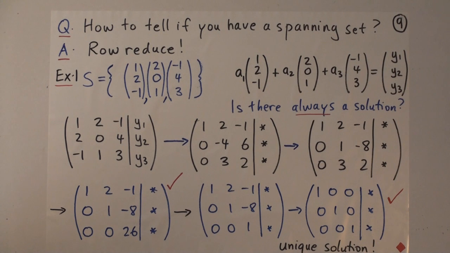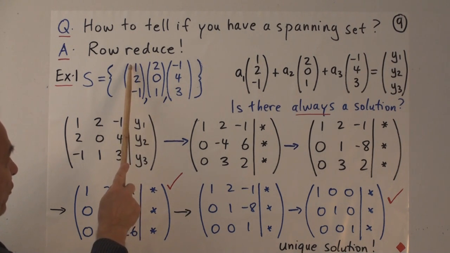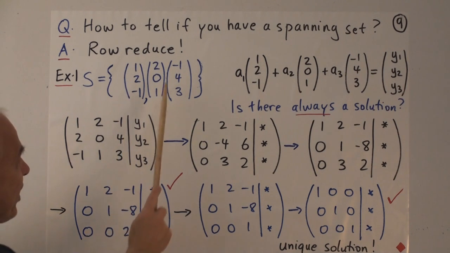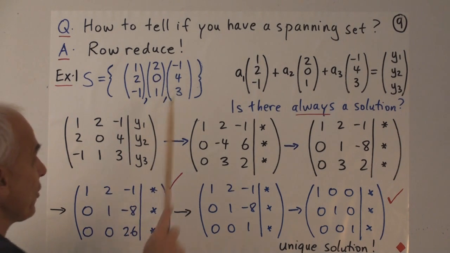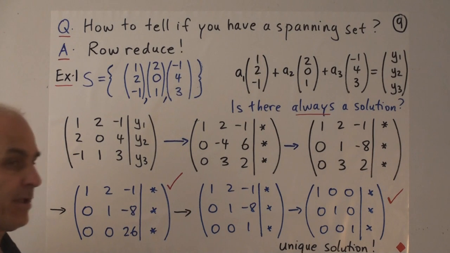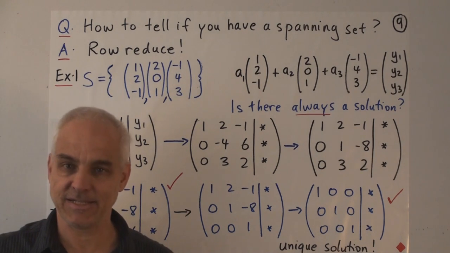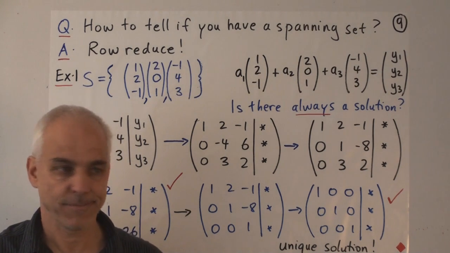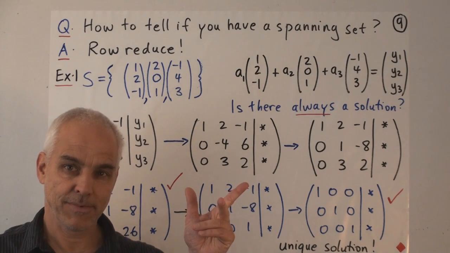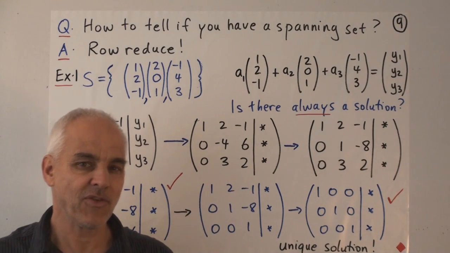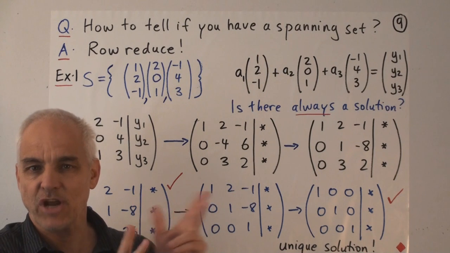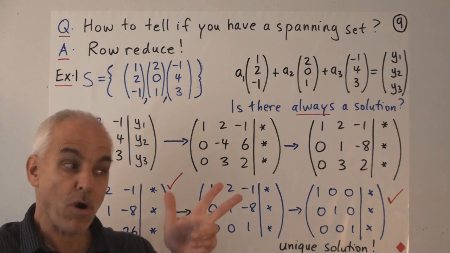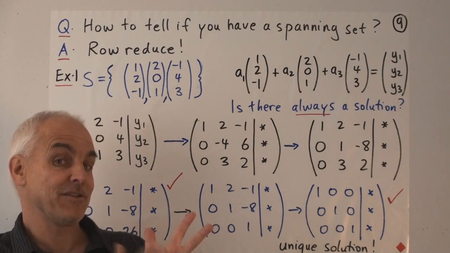So, for example, someone gives us the set S with three vectors. First one, 1, 2, minus 1. Second one, 2, 0, 1. The third one, minus 1, 4, 3. We want to know, is that a spanning set for three-dimensional space? We have these three vectors. Geometrically, what we're asking is, are these three vectors kind of in general position? Or are they perhaps all lined up to be in a plane?